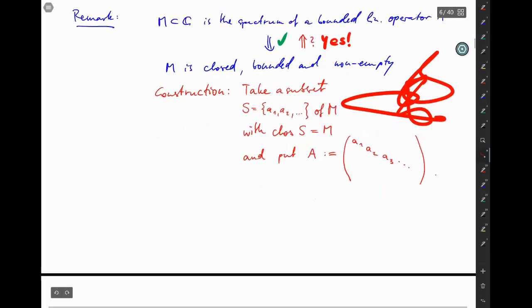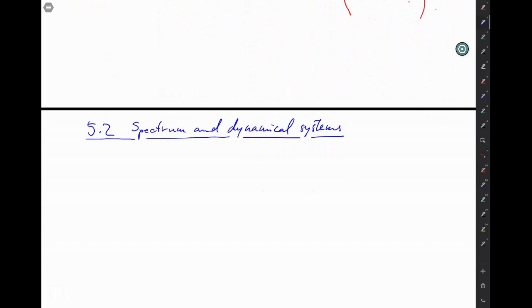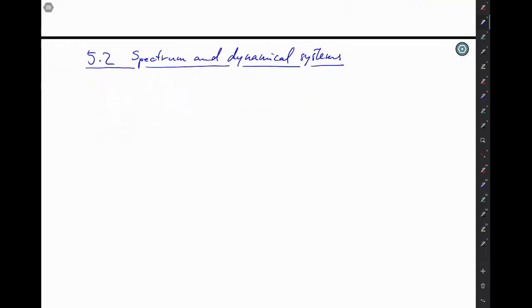Our next section is 5.2, Spectrum and Dynamical Systems. Maybe in some other courses like control theory or fluid dynamics, you've already seen dynamical systems, and if you did so, then you've already learned that the spectrum is a very important tool in understanding these systems. And we will just recall only a little bit of that here.